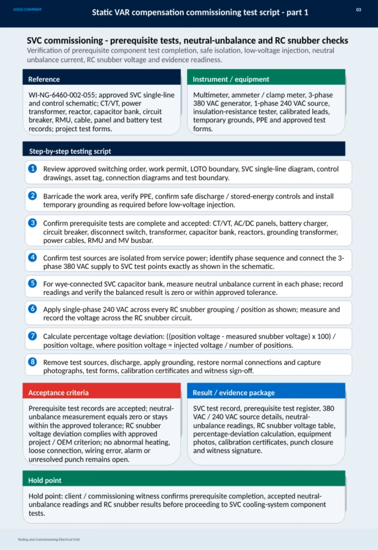Let's review the key steps for the Static VAR Compensation Commissioning Test, Part 1. First, we start by reviewing all approved switching orders and permits, including the lockout-tagout boundary, single-line diagrams, and control drawings to ensure everything is clear and ready. Next, we secure the work area with barricades, verify proper personal protective equipment, safely discharge any stored energy, and install temporary grounds before performing any low-voltage injection. We then confirm that all prerequisite tests for components like CT/VTs, panels, battery chargers, circuit breakers, transformers, capacitor banks, and more have been completed and accepted.